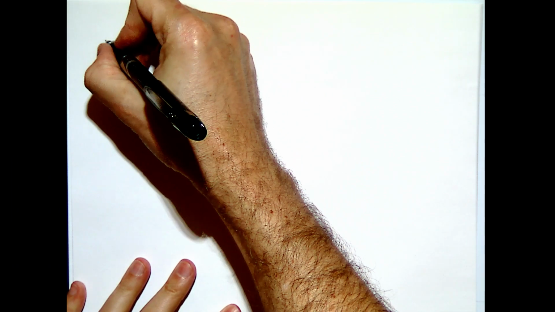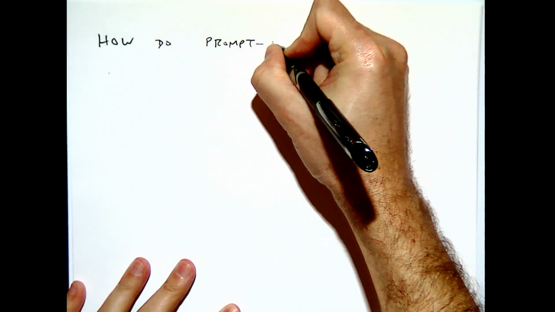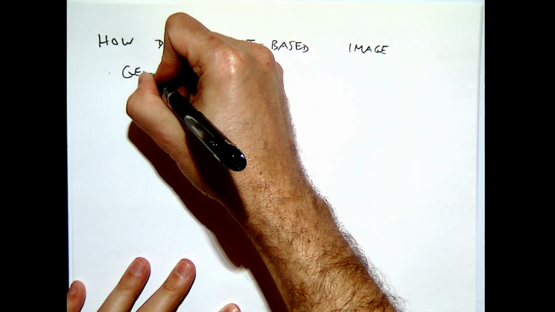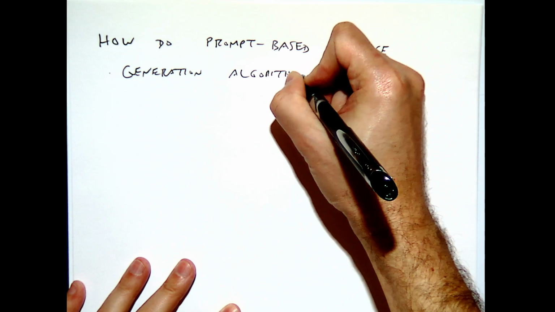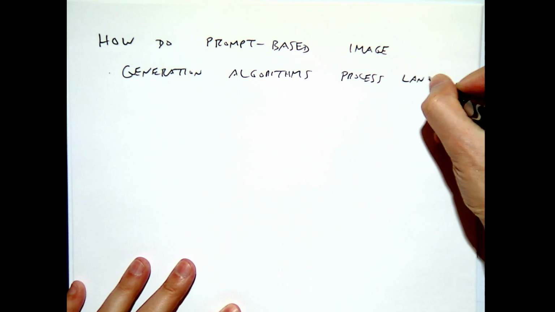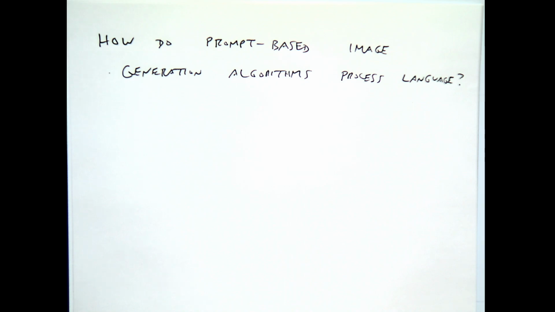So, how do prompt-based image generation algorithms process language? Right, so we talked about language generation models in the past couple lectures, but that's not exactly the same as what we need to make these prompt-based algorithms work, and the reason is that we need to make the connection between images and text, right?